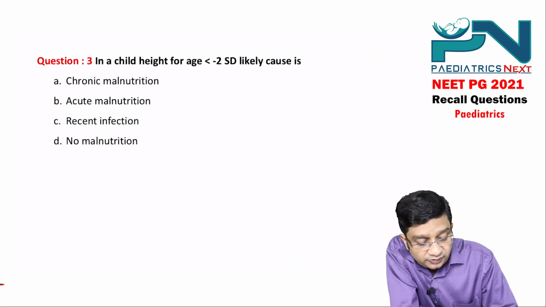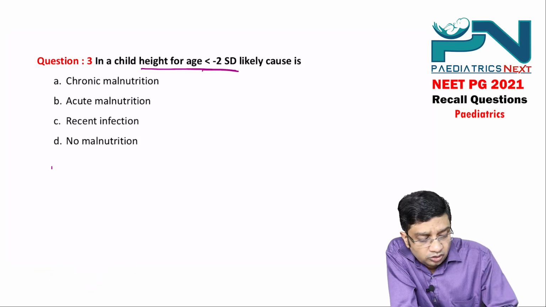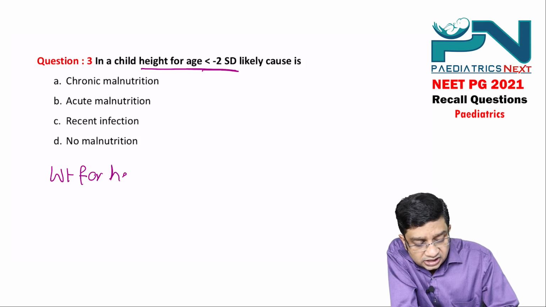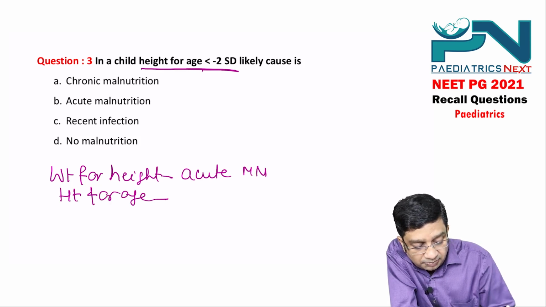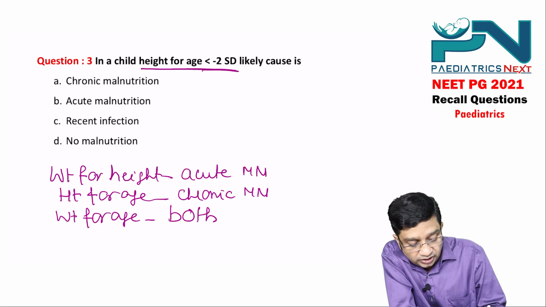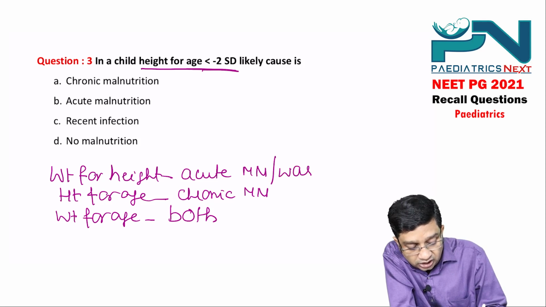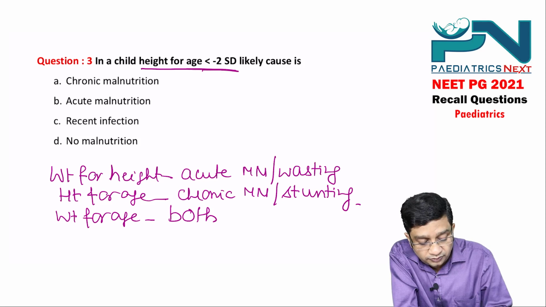In a child, height for age is less than -2 standard deviation. Now simple question, we all know basically weight for height is a marker of particularly acute malnutrition. Height for age is particularly a marker of chronic malnutrition. And weight for age is a marker of both acute and chronic malnutrition. Weight for height is something which you also call wasting, and height for age is something which you also call stunting, right? So there should be no confusion here.